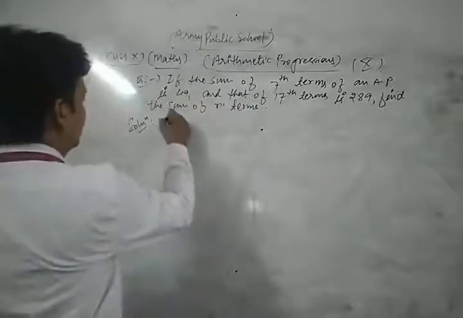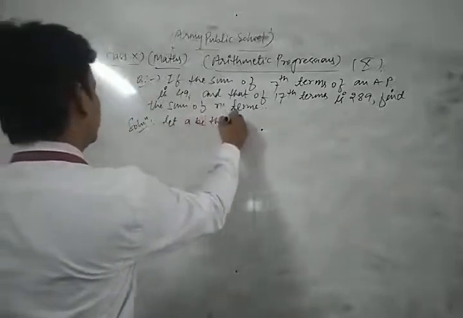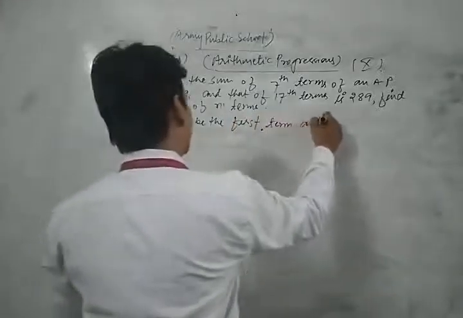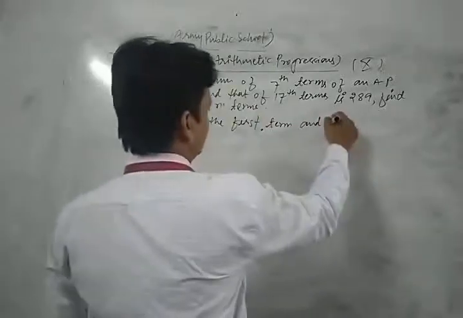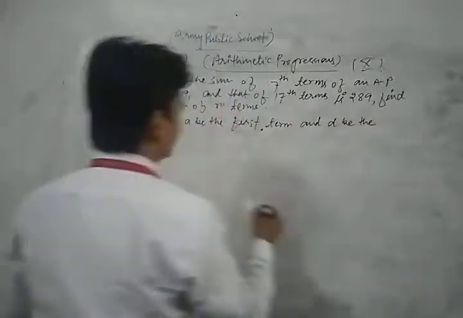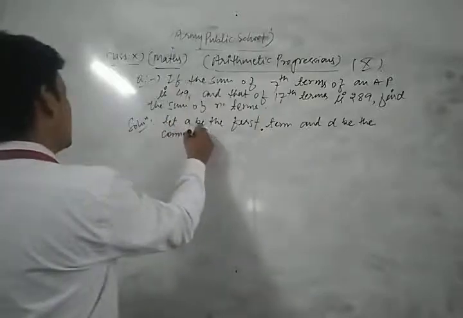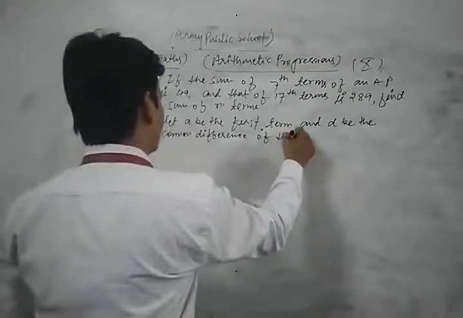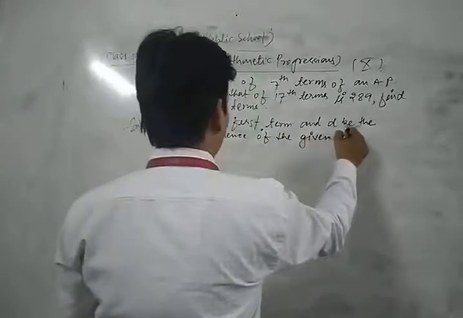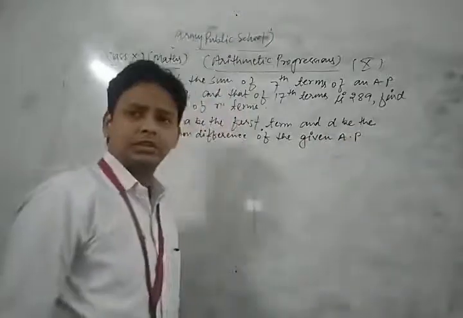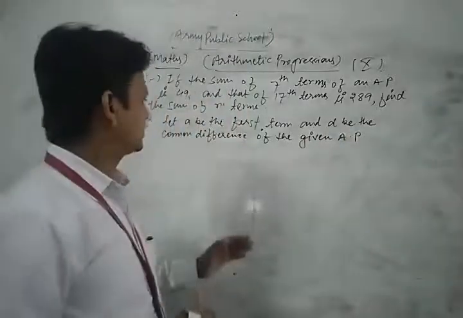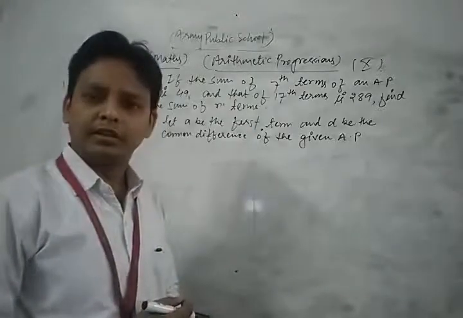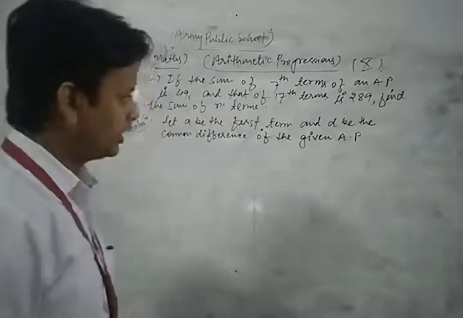So first of all, let a be the first term and d be the common difference of the given AP. Okay, dear students, let us consider a to be the first term and d to be the common difference of the given AP.